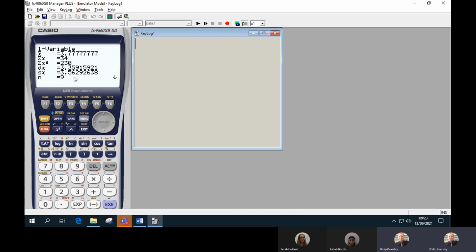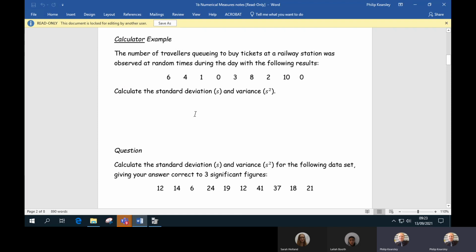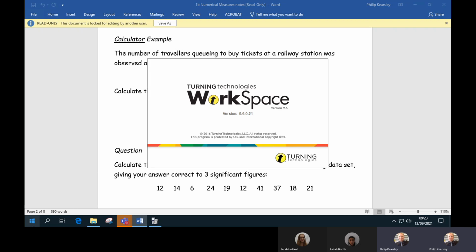I know it doesn't ask you to write down X bar, but I want you to get into the routine of writing down X bar automatically. So if you go to your example, calculate the sample standard deviation S.